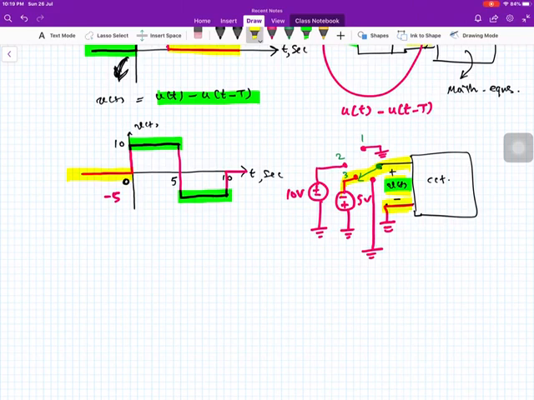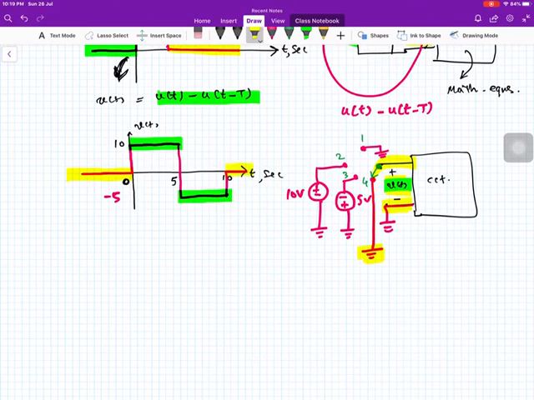And then at 10 seconds, when time reaches 10 seconds, this switch is moved to position 4. This is position 4, and due to this position, the positive side is again connected to the ground, and the negative side is also connected to the ground, therefore the voltage is 0.